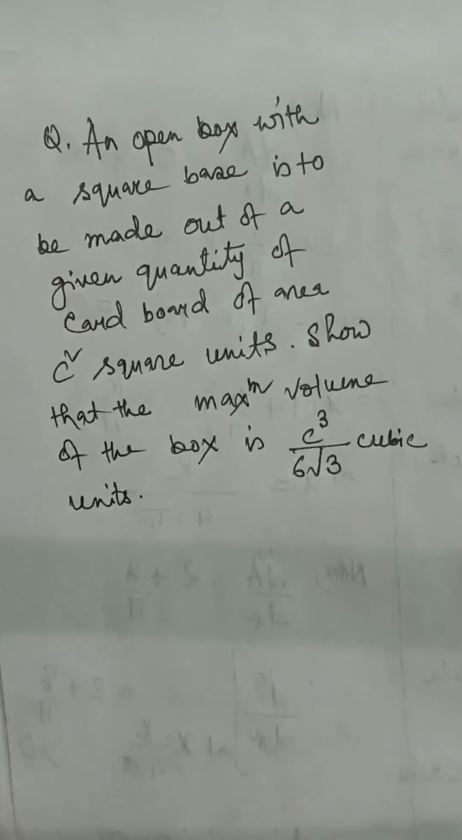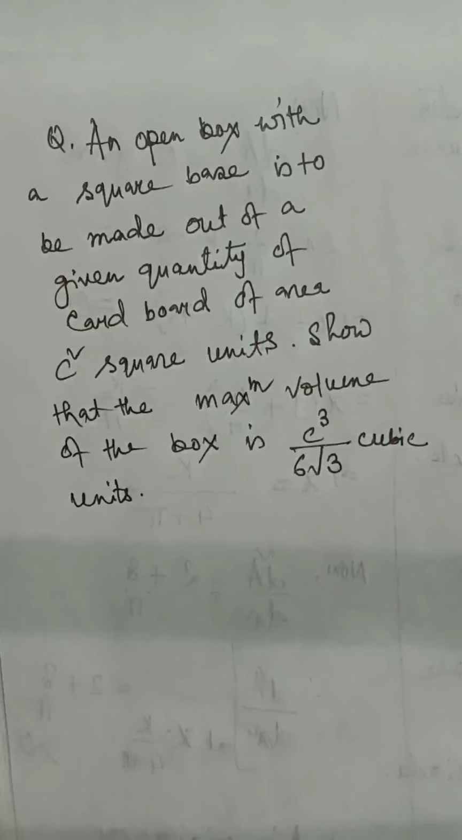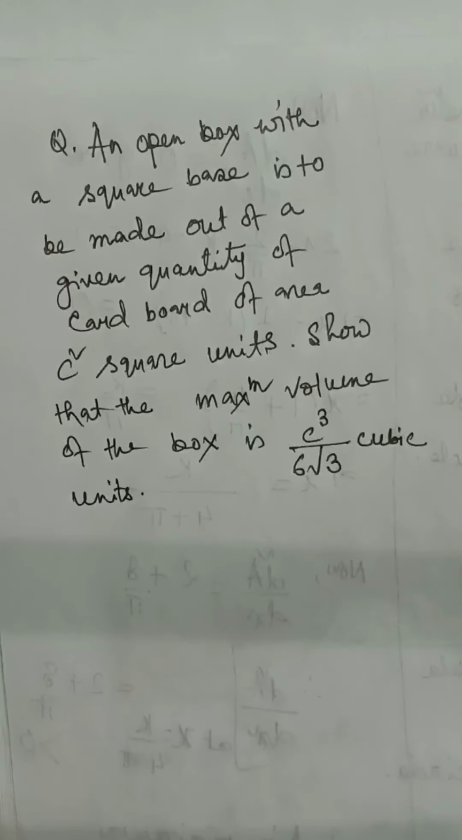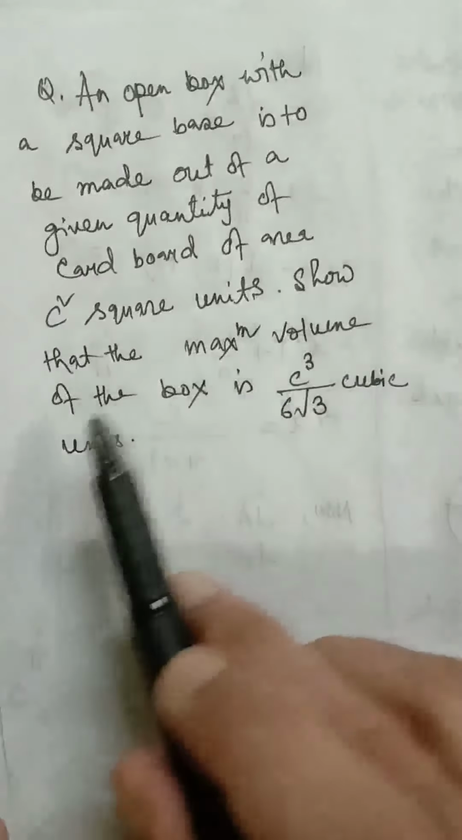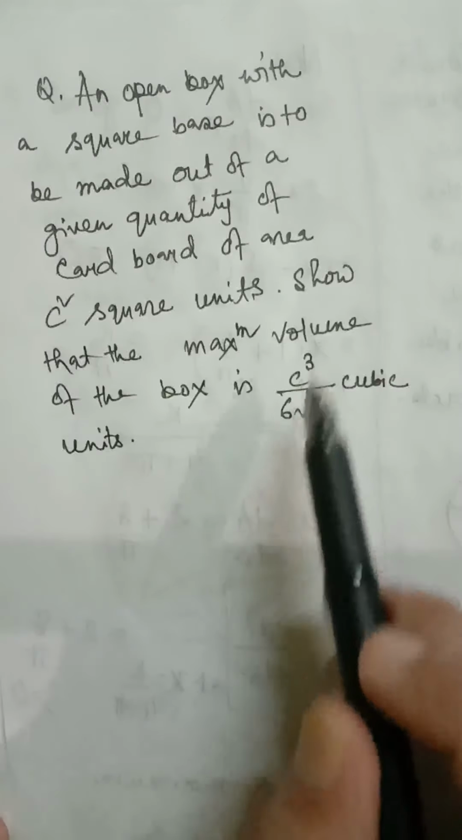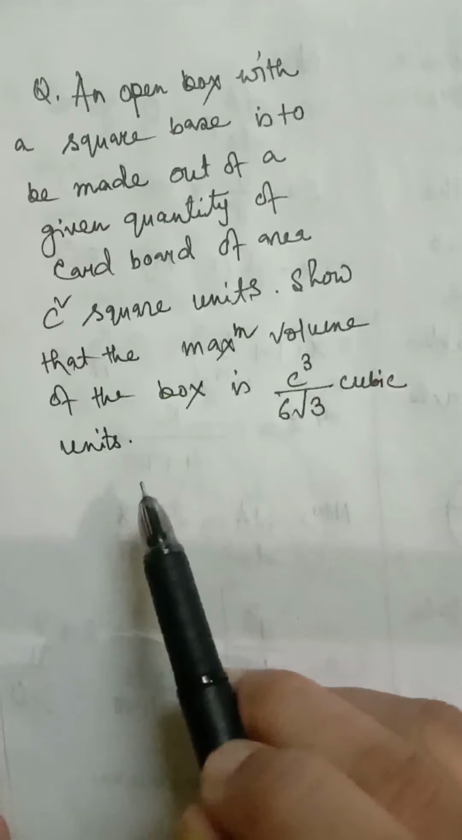Next question is, an open box with a square base is to be made out of a given quantity of cardboard of area 6 square units. Show that the maximum volume of the box is c cube by 6 root 3 cubic units.